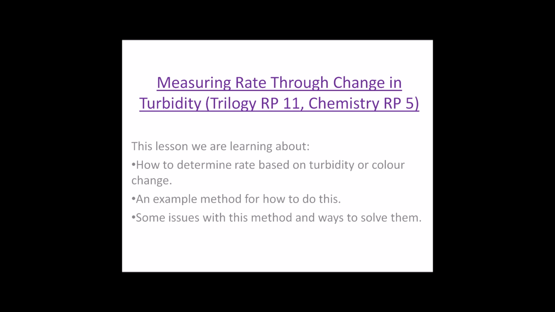What we're going to look at today is what turbidity is. We're going to look at how we can determine rate based on that, or colour change as well. You can also do it through colour change, and an example method for how to do it. We'll also look at some issues with the method and the ways that we can get around those and improve those, because again we should be aware of those.